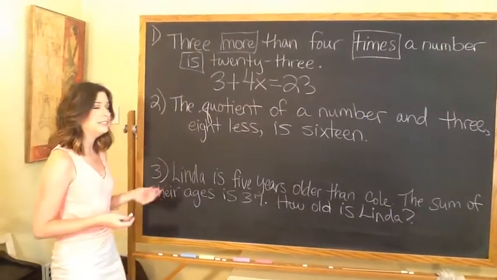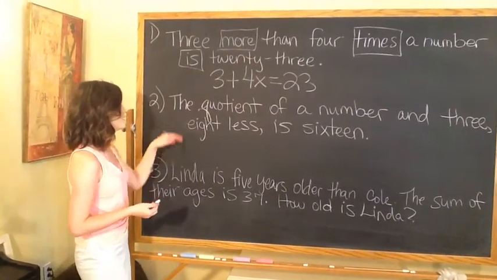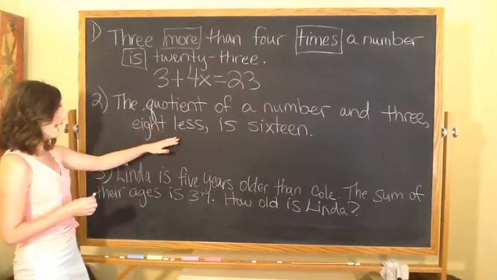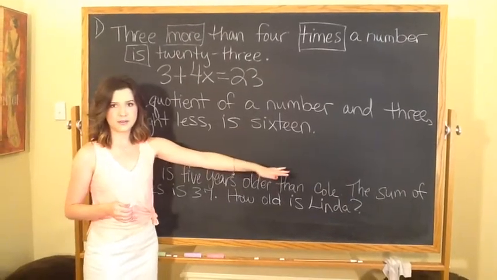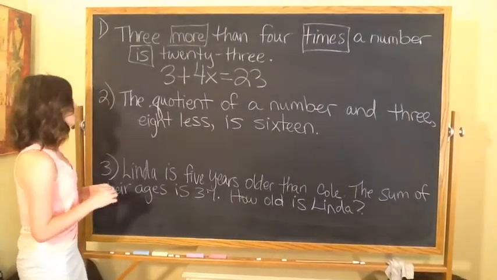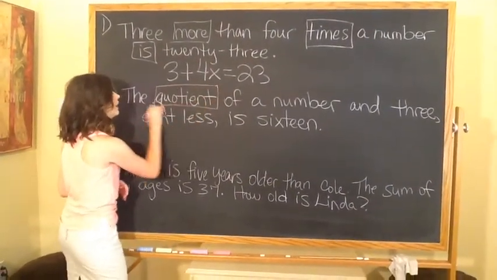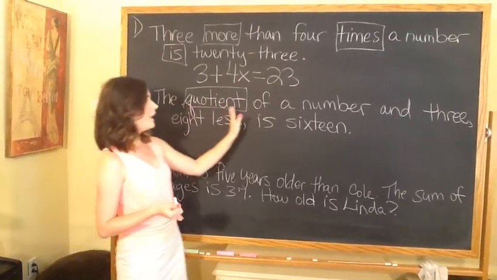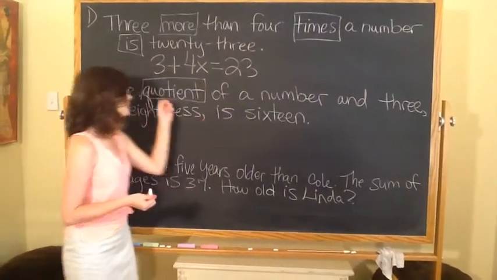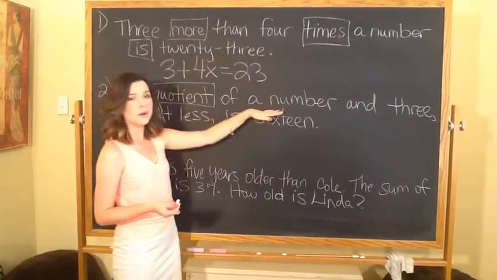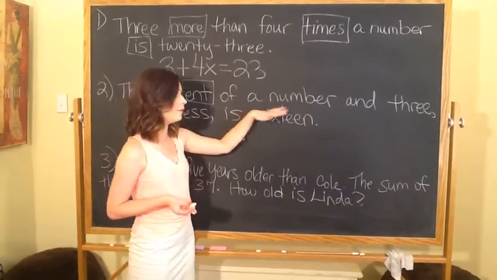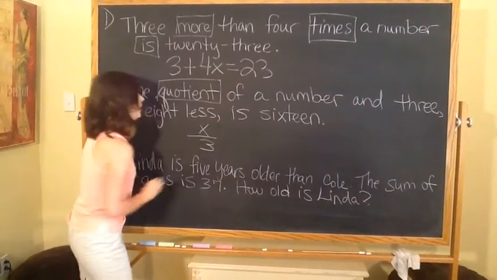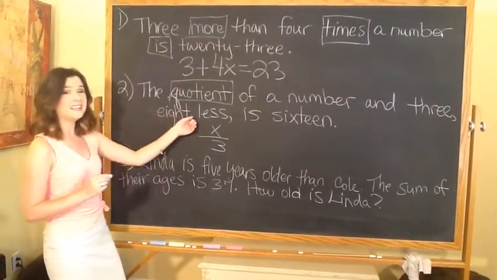Let's go ahead and do another example. Number 2 says the quotient of a number and 3, 8 less, is 16. So we're doing several things in here. So first of all, I see the word quotient. So I know I'm going to be dividing some numbers. So the quotient of a number and 3. So we're going to be dividing a number, which we do not know, so it's going to be a variable, and 3. So we're going to divide our number by 3, and then it says 8 less.